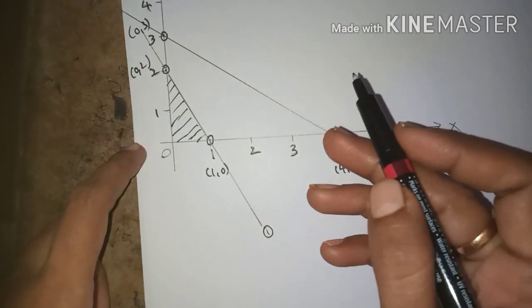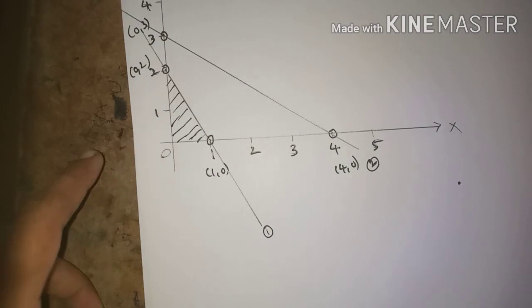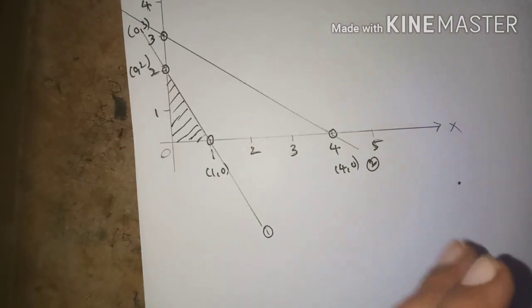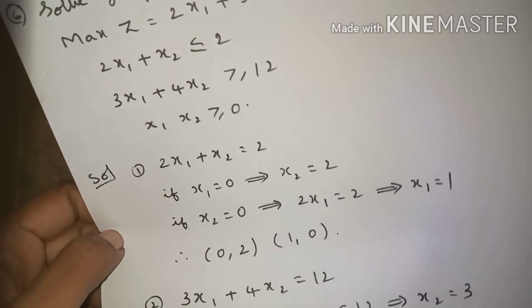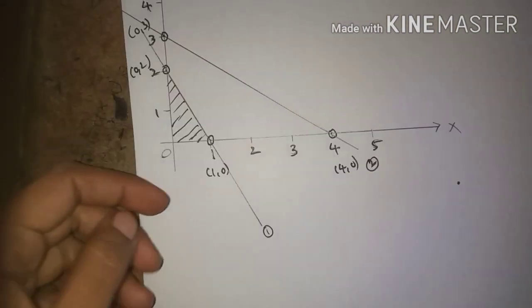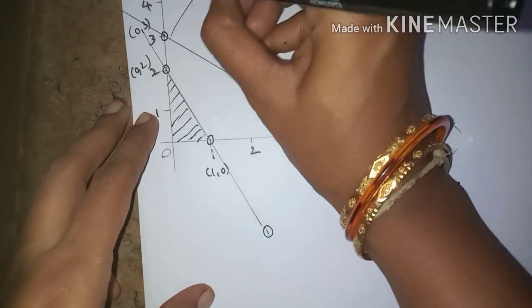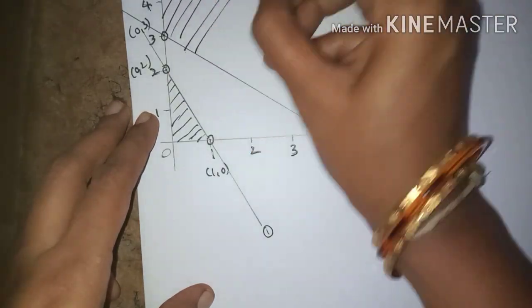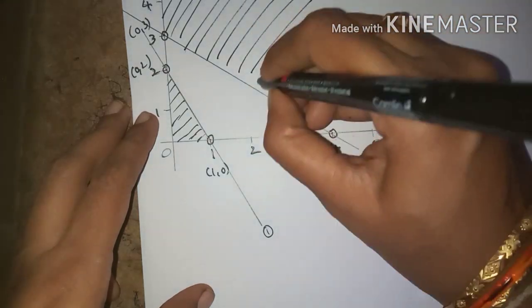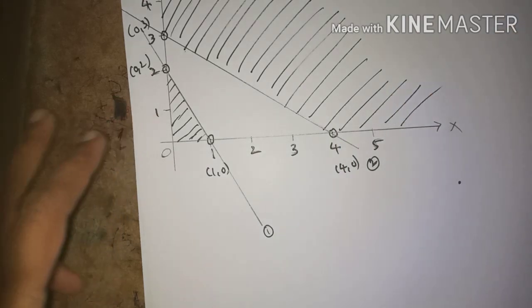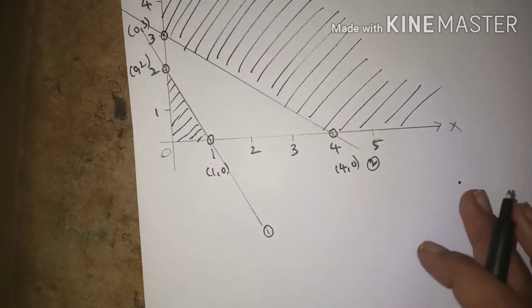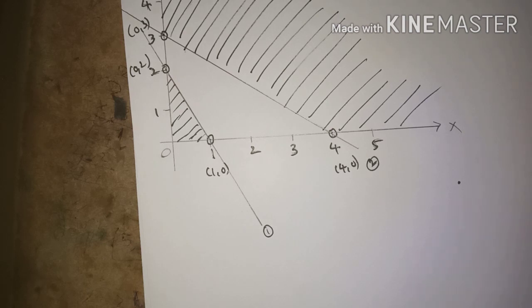Now the second constraint is having greater than or equal to symbol, so the shaded region does not contain the origin. Therefore, we have to shade the region above the line. Now, that means here the feasible region does not exist. We did not get any common shaded region.